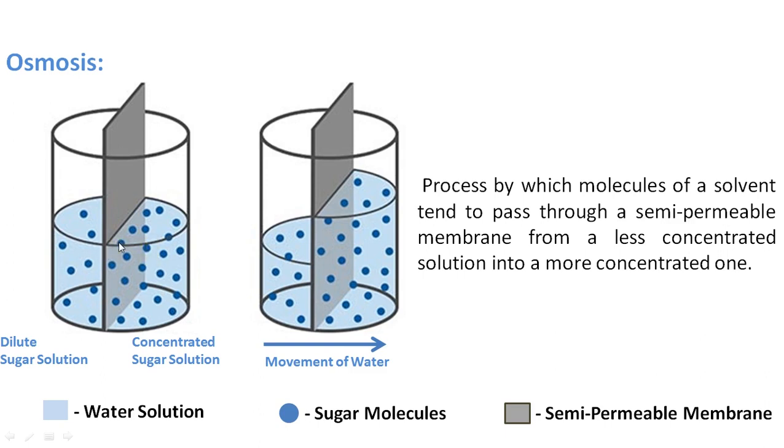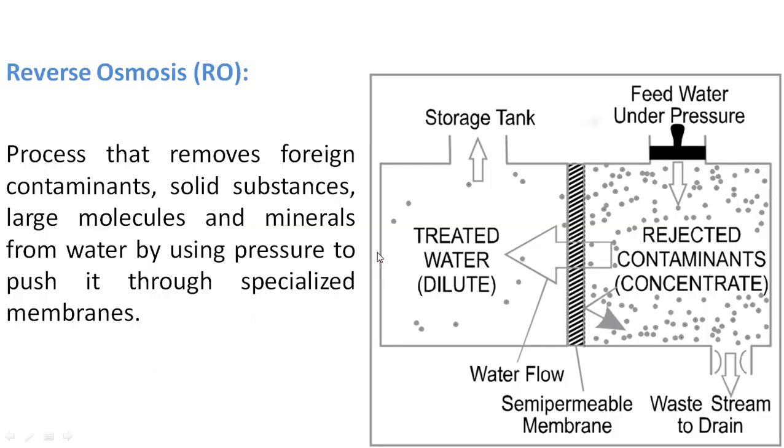This process continues until the solution reaches equilibrium. What is equilibrium? The ratio of the sugar molecules to the solvent on both sides should be equal. Here you can see this is the equilibrium state. The solvent has moved to the right side and reached the equilibrium state.